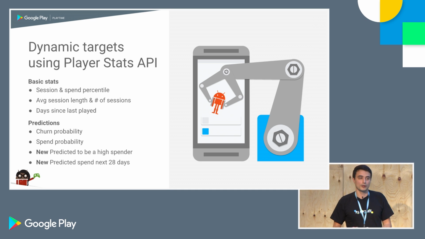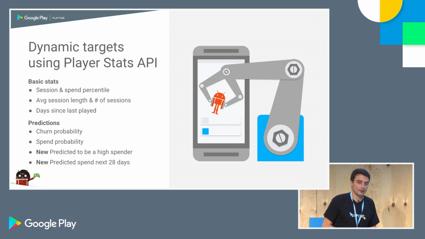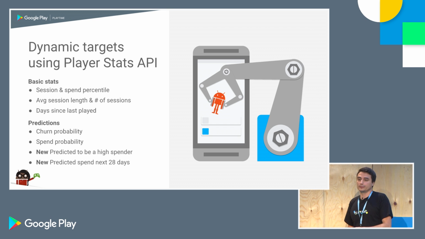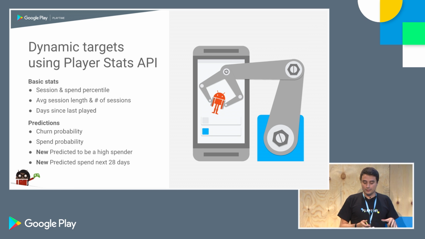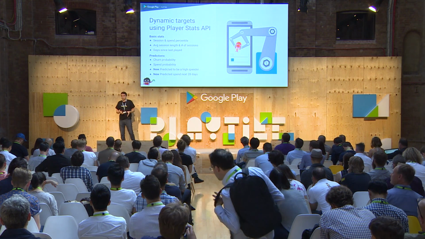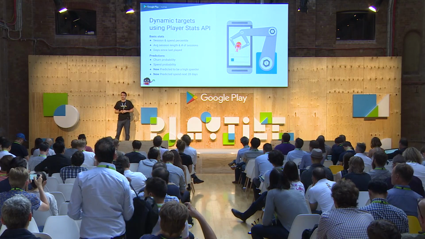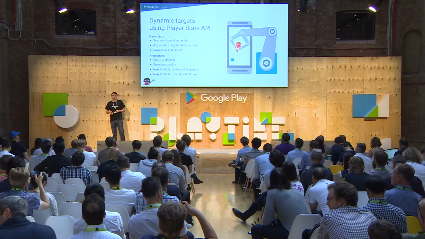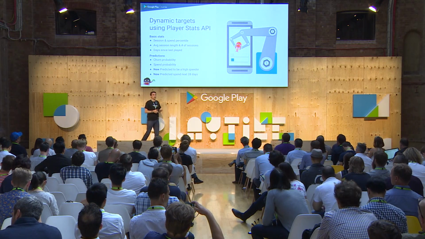This is super cool. This is a probability from 0 to 1 for the user to spend and a probability from 0 to 1 to churn. We even recently introduced 2 more granular metrics, same predictive analytics, so the probability to become a high spender and to spend in the next 28 days. And what is really cool about this is that this information is not just calculated based on the behavior of your players in your game, but your players on other games.